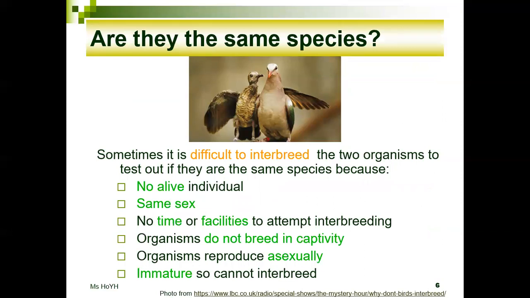Sometimes there's no alive individual. That means they did exist in the past, but they're extinct already. Then for all the organisms that are extinct, you want to see whether this and this are the same species, you cannot cross them already. Right? They are dead. Or you got them in a zoo, but all the same sex, all are male or all are female. Cannot cross. Okay? Cannot cross.